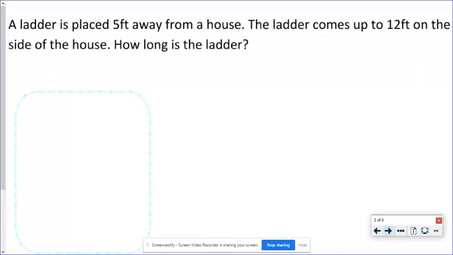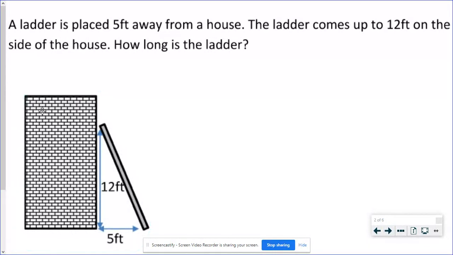So if I say that a ladder is placed 5 feet away from the house, so the base of the ladder is 5 feet away from the house, and it comes up to 12 feet on the side of the house, I want to know how long the ladder is. When we do these kinds of problems, if you had drawn this with the triangle going the other way, that's no big deal. When you are drawing your own pictures, please don't bother drawing a big brick wall like this.